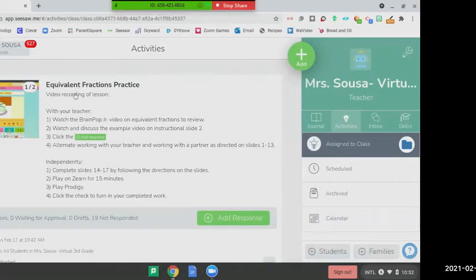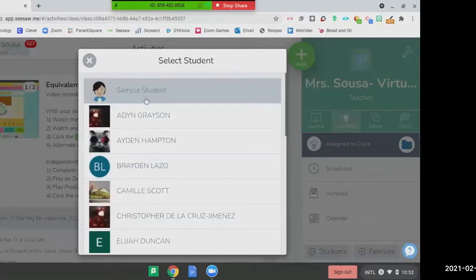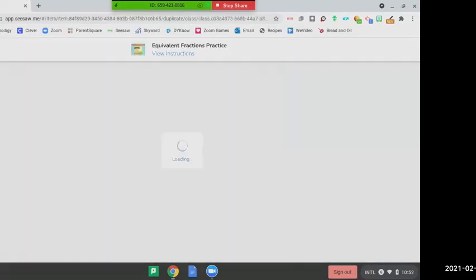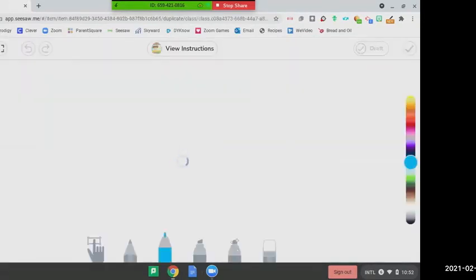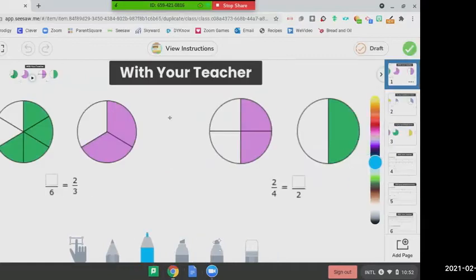Again, we're going to go back and forth together today, alternating working with your teacher and a partner as directed on slides 1 through 13. So click on that add response for me. Slide 1 is our goal. Here with your teacher, we're going to look at these models and fill in the missing information. Okay? Give you a second to get there.